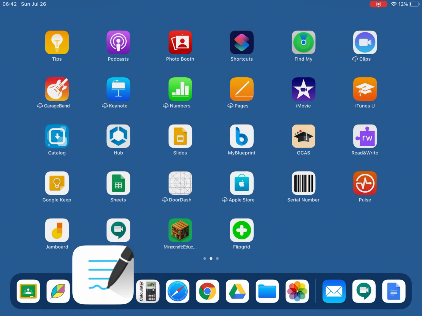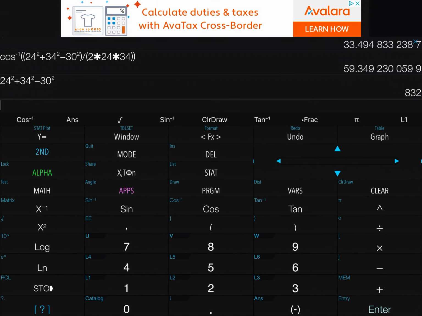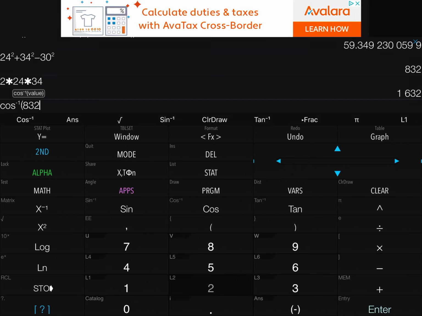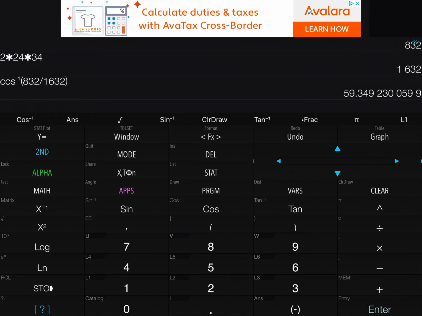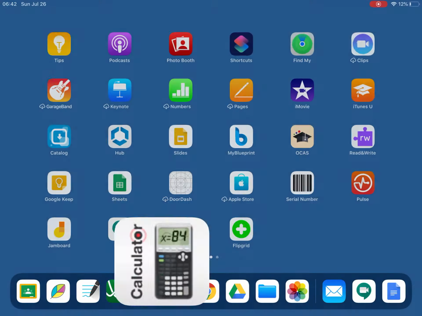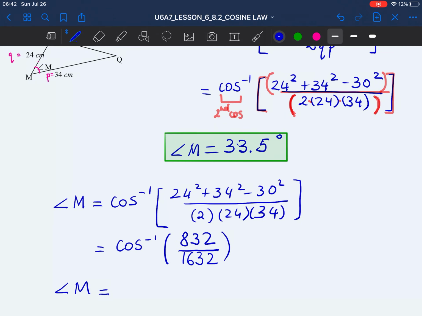So cos negative 1, 832. So second cosine. And then we said 832 divided by 1,632. And see if we get the same answer. 59.5 degrees. Is 59.3 degrees will be correct. Oh, 59 point, that is very funny.